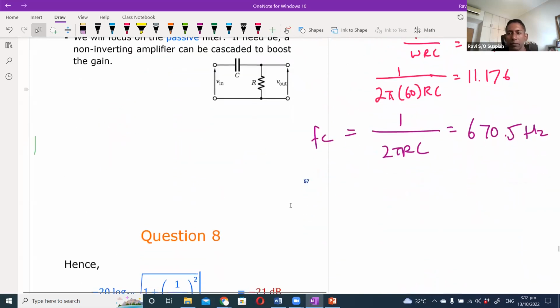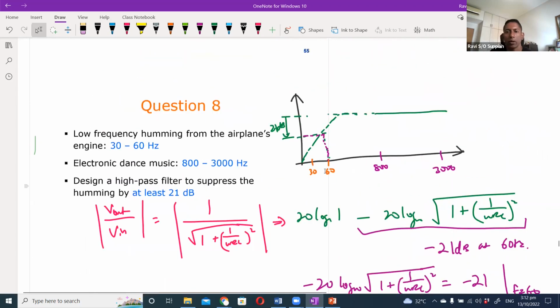Okay, so that is basically the filter that you need to design. A high pass filter with a cutoff frequency of 670.5. So if I come back here and I draw it, that means the cutoff frequency here, for minus 3 dB over here, will be equal to 670.5.